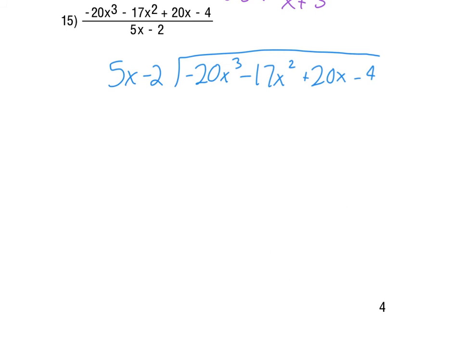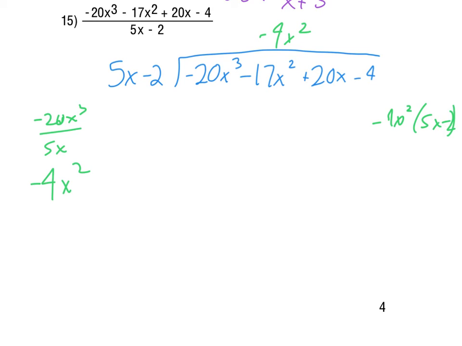And for the final question, number 15, synthetic division is not an option. We really need to do the long division. So we begin our process by dividing the negative 20x cubed by 5x. And we get negative 4x squared. So we multiply the negative 4x squared by the 5x minus 2. So we get a negative 20x cubed plus 8x squared.